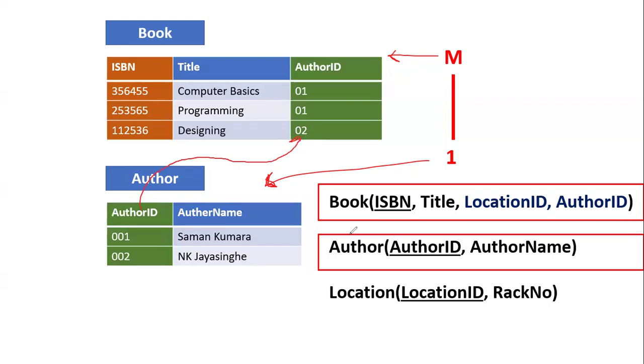Then you can see here, author ID is now inserted into the book table. So then there's a one-to-many relationship. That is how we can link these two tables.